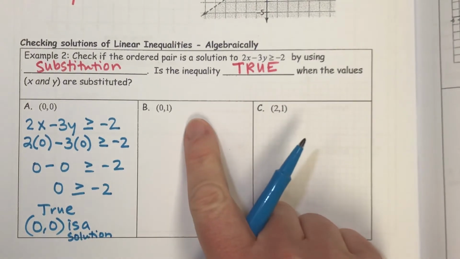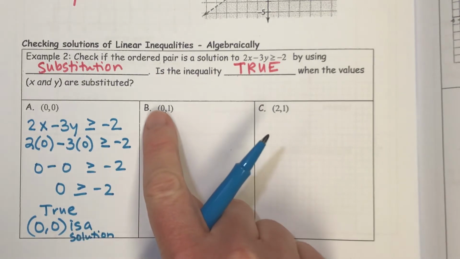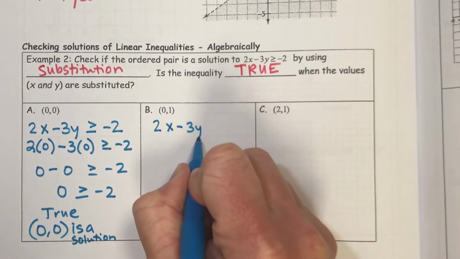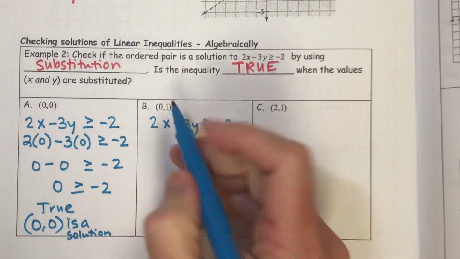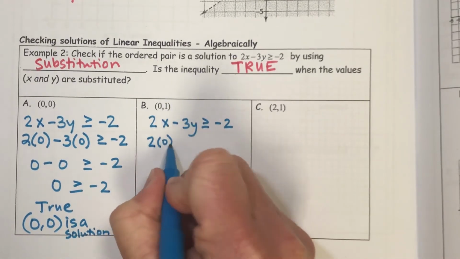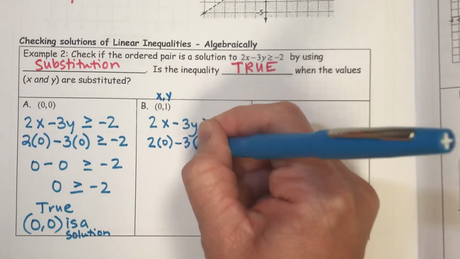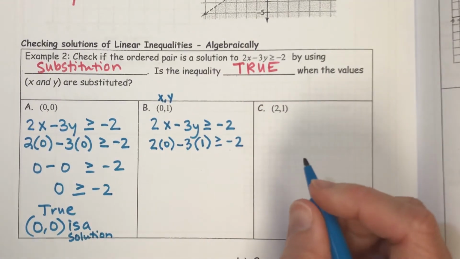Now we're going to do the same thing, but we're going to switch our points. So instead of using (0, 0), I'm going to use (0, 1). So again, I'm just going to copy down that original function. I'm going to make sure I copy it down correctly, so I'll take an extra second and double check. Now I'm going to plug in 0 for my x, because this point is x comma y. And I'm going to plug in where I see the y, the number 1. And I'm going to do some algebra and check to see if we get a true statement.